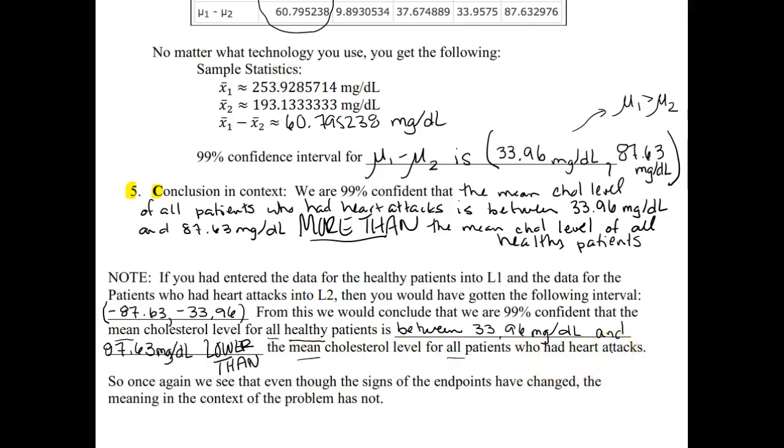In the first instance up here where we had a positive interval, we were saying that the cholesterol level for the heart attack patients was more than the healthy ones. The other way around, we just say that the cholesterol level for the healthy patients is less than that of the heart attack patients. So once we include the context, both of these sentences are saying the exact same thing. Once again, we see that even though the signs of the endpoints have changed, the meaning in the context of the problem has not.